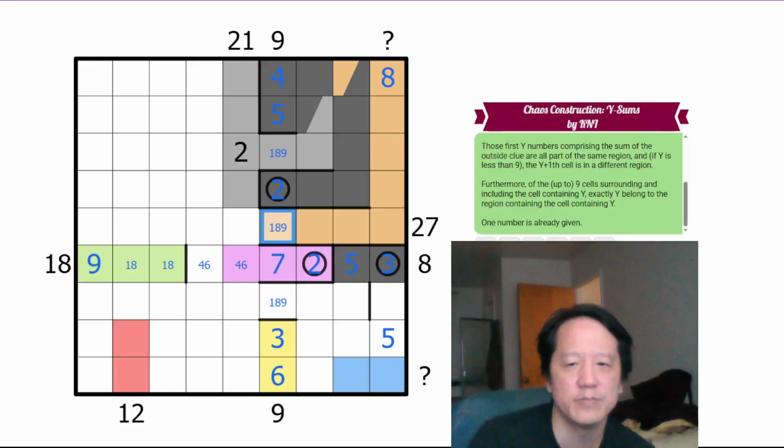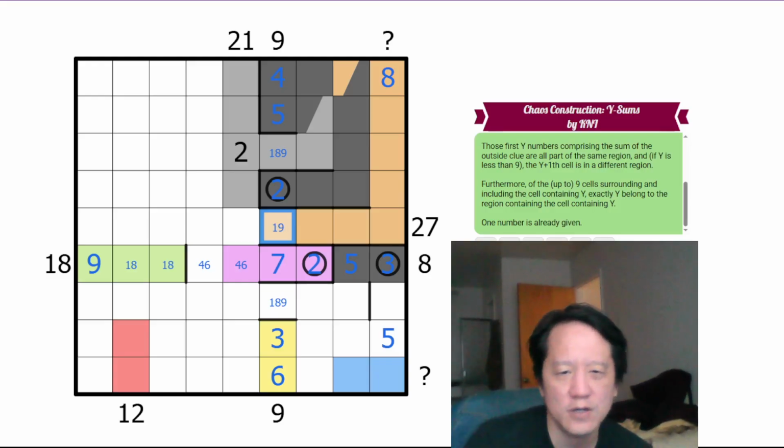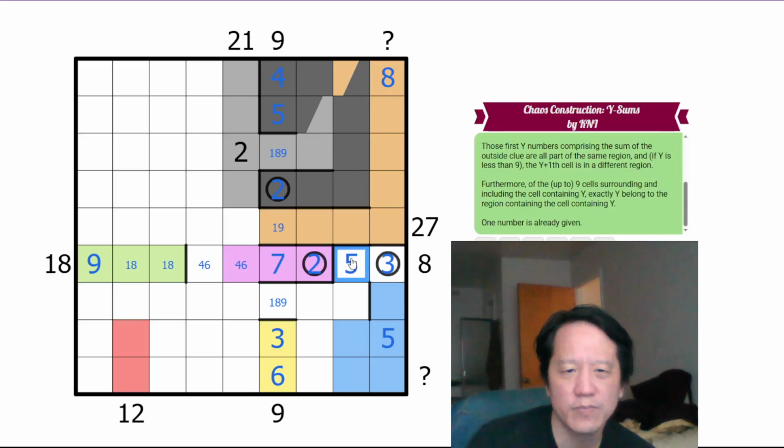So this cannot be 8 here. And this must have 5 cells that are in the same region, so it must be that way, which means this has to go this way because it cannot be part of blue. I don't know. Do we make this yellow?